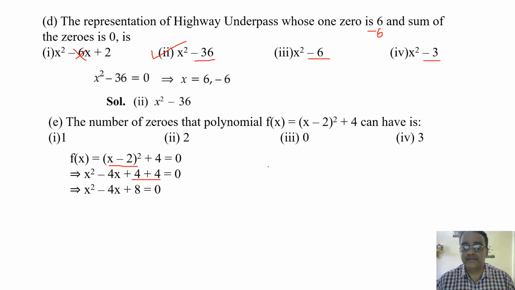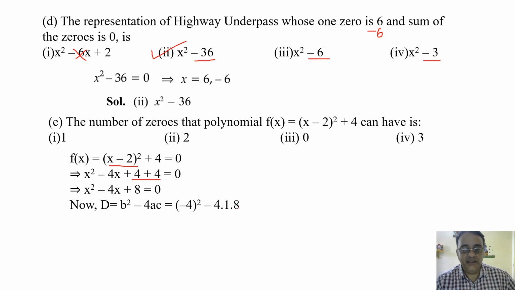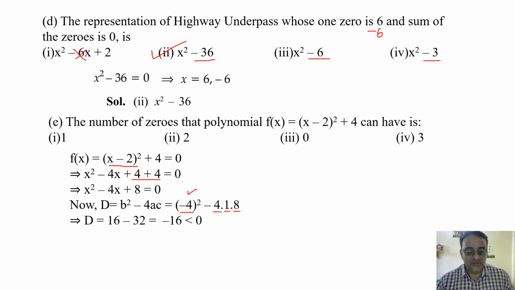B square minus 4AC. Very good. So here we will check the value of D, right? So B is -4 and 4AC... see, this will become 16 minus 32. 16 minus 32 is -16, which is less than 0. So that means we do not have any real zero.